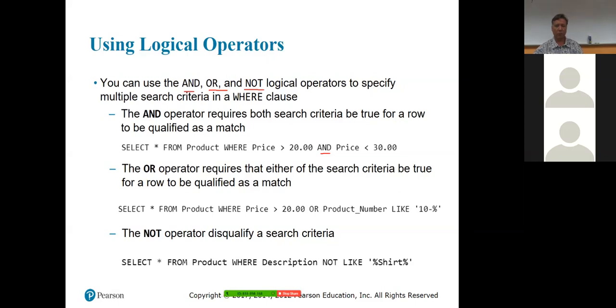So you're looking for products in the range of $20 to $30. That's what this does. And here you can mix them up. Here it's the or operator, where it's greater than $20, or the product number looks like that. And this is where you're looking for products that do not have the word shirt in the description, anywhere in the description.